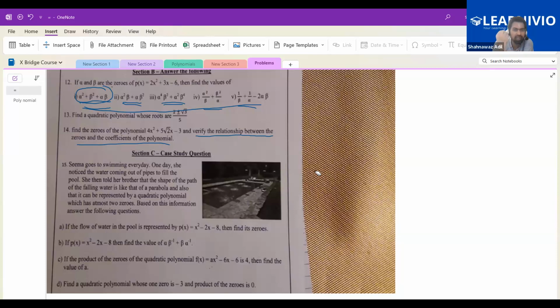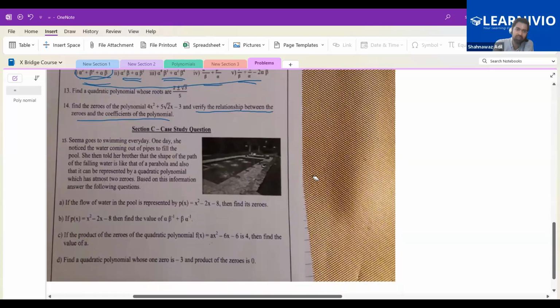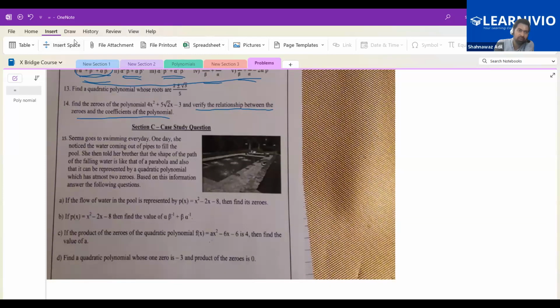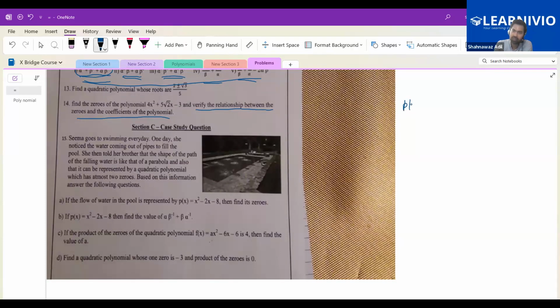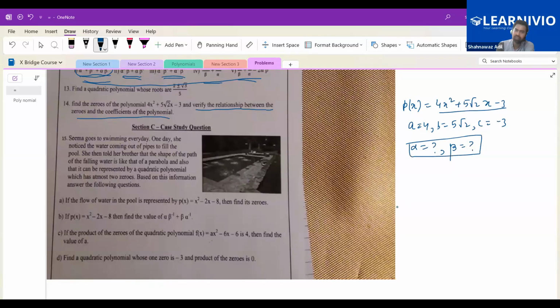Otherwise, if you have to verify, then you need to solve all this, right? In the 14th question, for example, we have to write this polynomial first, which is 4x squared plus 5 root 2x minus 3. So A is 4, B is 5 root 2, and C is minus 3. We have to solve this thing first because we have to find out alpha and beta. So let us solve this thing.